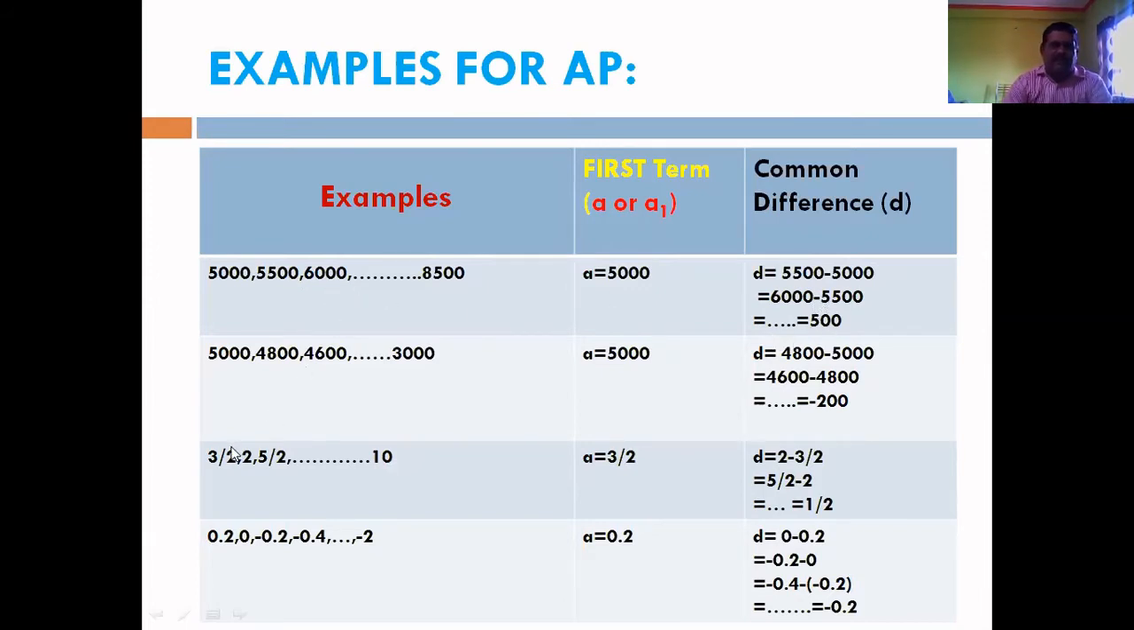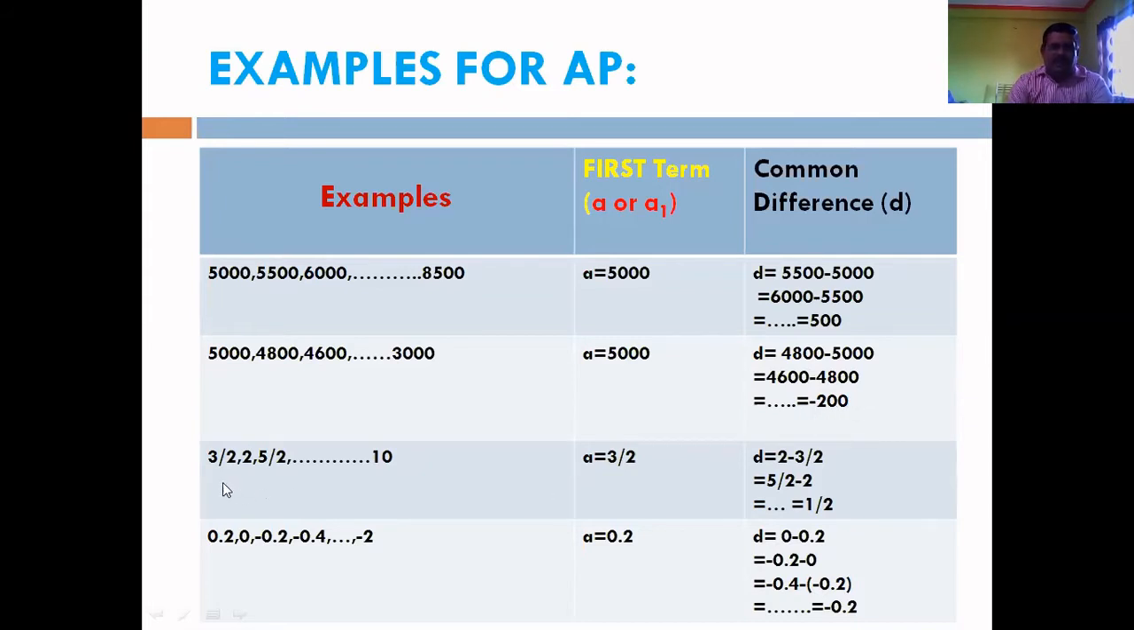In the second example, the progression is 5,000, 4,800, 4,600 up to 3,000. Here the first term is 5,000 and the common difference is equal to 4,800 minus 5,000 or 4,600 minus 4,800. Like that, we have the common difference minus 200 here.